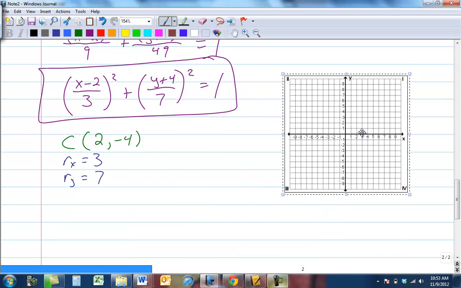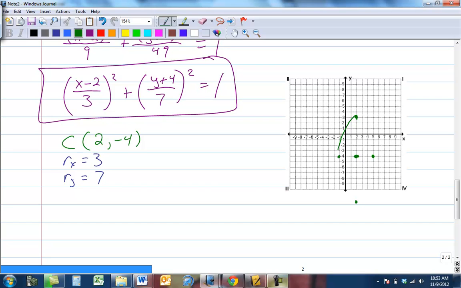All right, let's do this. So our center is at the point (2, negative 4). Now, our x radius is 3, which means that from our center, we're going to go 3 in the x direction, 3 this way and 3 this way. Our y radius is 7, which means we're going to go up 7: 1, 2, 3, 4, 5, 6, 7. And down 7. Oh, I'm off the grid a little bit. And draw your ellipse. That's it. We just drew our first ellipse.